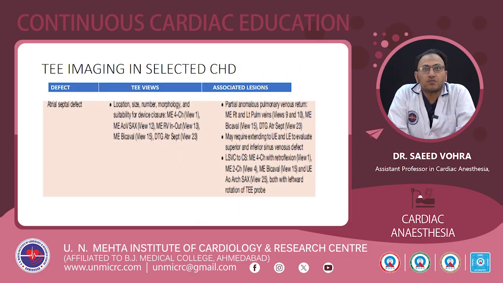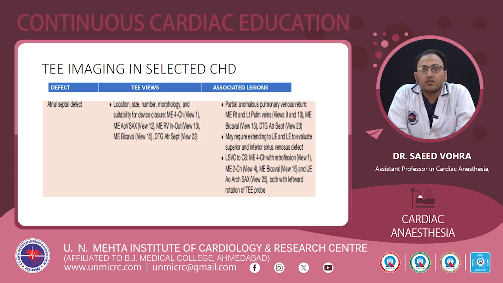Now, T imaging in some selected congenital heart disease. To start with, in atrial septal defect, what we have to see is the location of the ASD, size of the ASD, number of ASDs, morphology and suitability for device closure. The views commonly used are mid-esophageal four-chamber view, mid-esophageal aortic valve short axis view, mid-esophageal RV inflow-outflow view, mid-esophageal bicaval and deep transgastric atrial septal view.